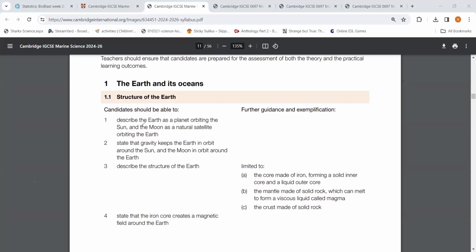So, can I describe the Earth as a planet orbiting the Sun and the Moon as a natural satellite orbiting the Earth? Yes, I can. Tick it off. Or you could color code it with highlighters: green for super confident, I don't need to focus on it for revising; amber for kind of know it, but it needs work; red for I don't remember this, I need to revise it ASAP.